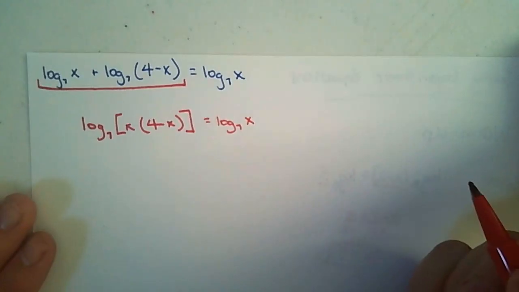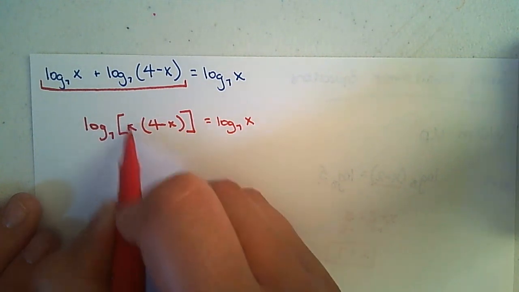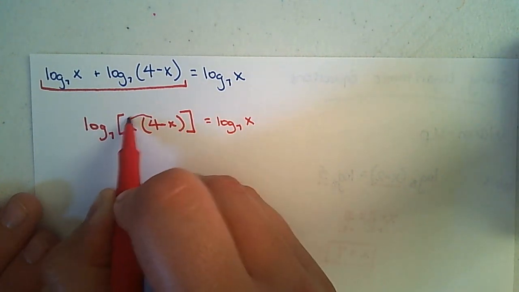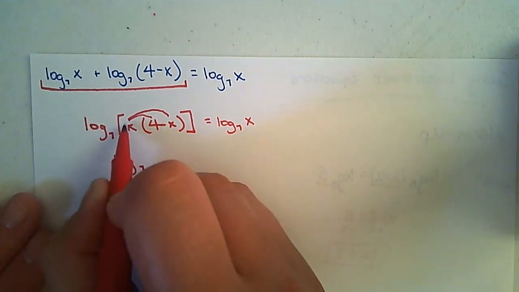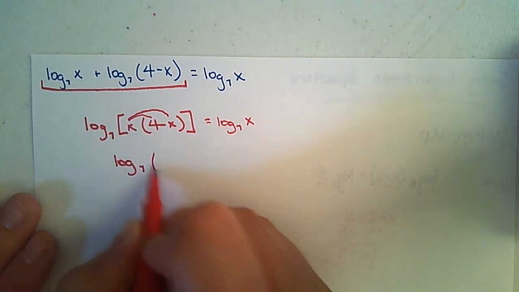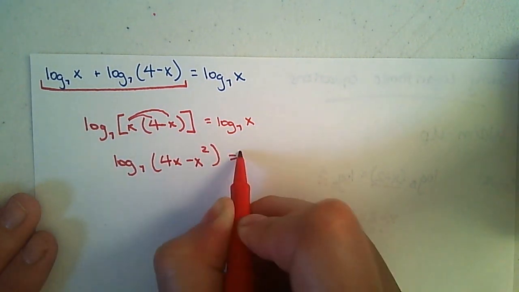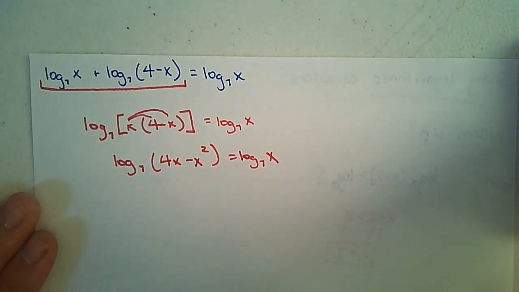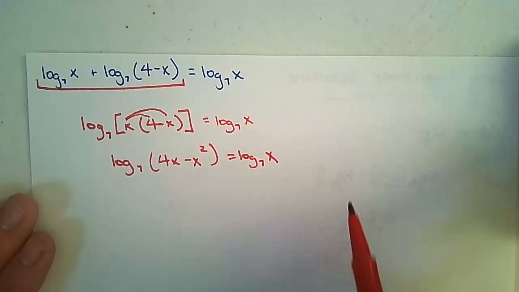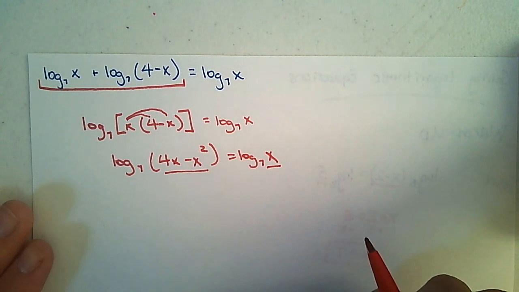And again, I need to be super careful. Since this is being multiplied together, I need to make sure that x gets distributed to both of those pieces. So this is going to become a 4x minus x squared. And now I have a log equal a log. The bases are the same, so I can go ahead and set my arguments equal to each other.